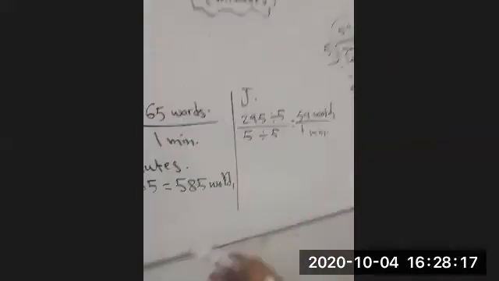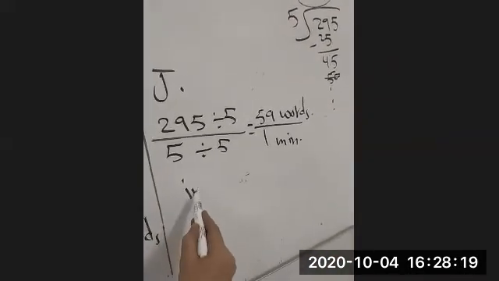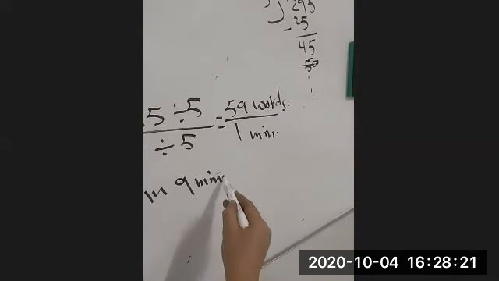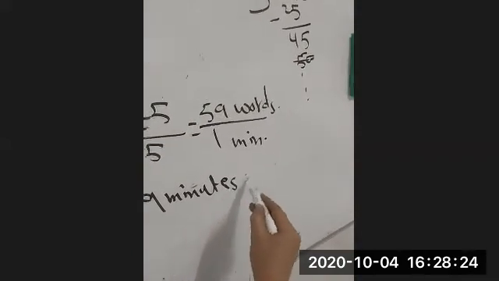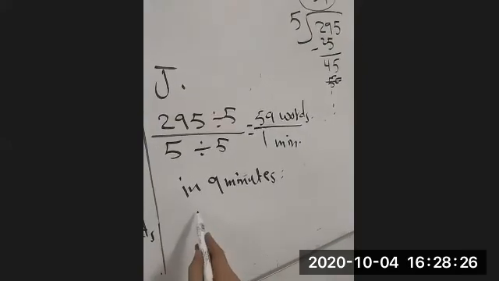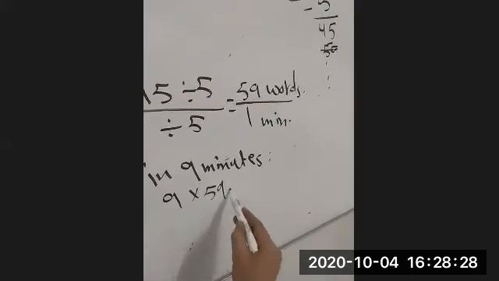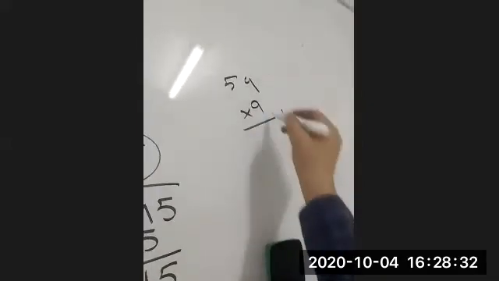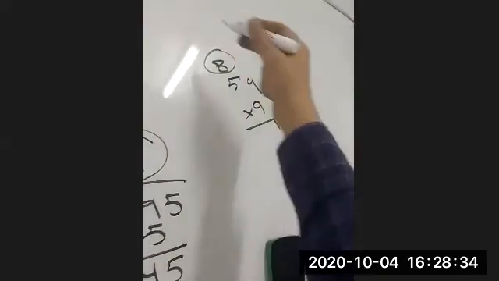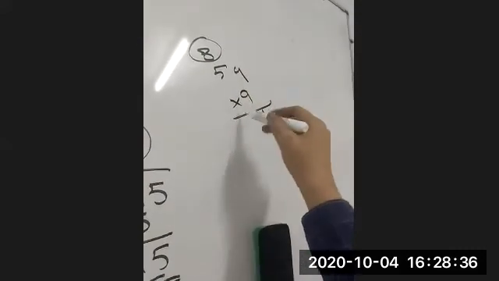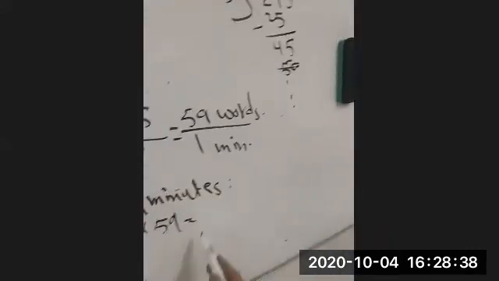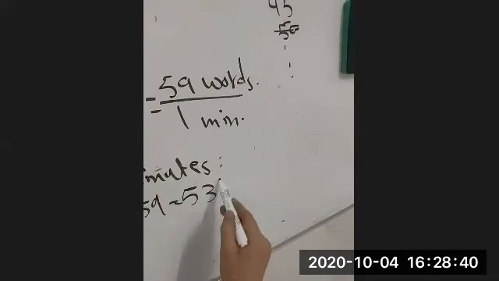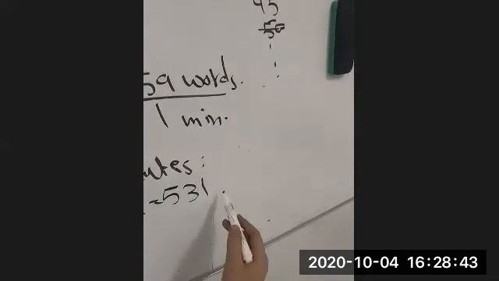For Joseph, in 9 minutes, it is 59 words by 9. 9 multiply 59 equals. Let's multiply. 9 by 9, 81. 9 by 5, 45, with 8, 53. So 531 words.